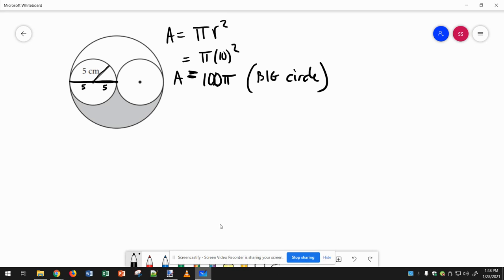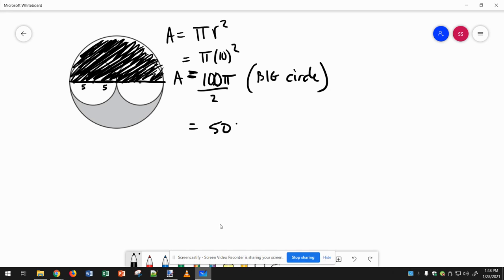So then the next step is to subtract off this entire semicircle. We don't need that. It doesn't have any of the shading in it. So subtract, well, really just cut it in half and we get 50 pi for the semicircle, which is the same as this other half that we have left. Okay, then the next thing we want to subtract off are these two semicircles.